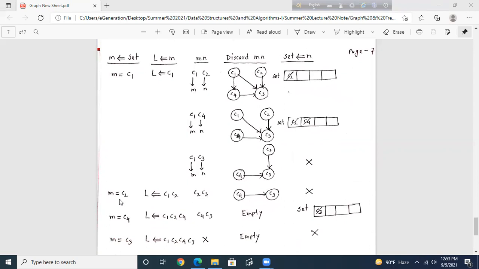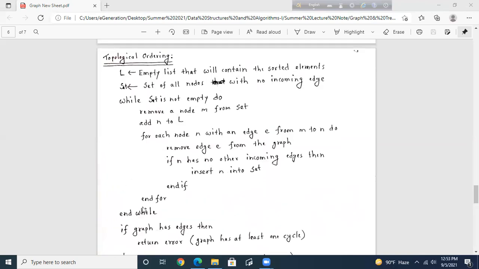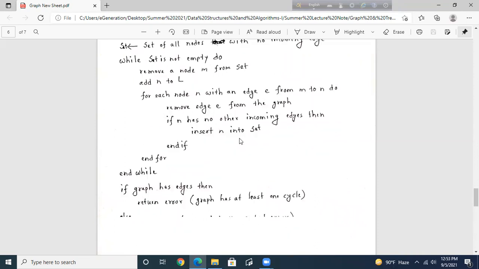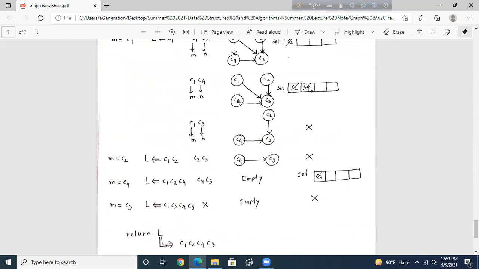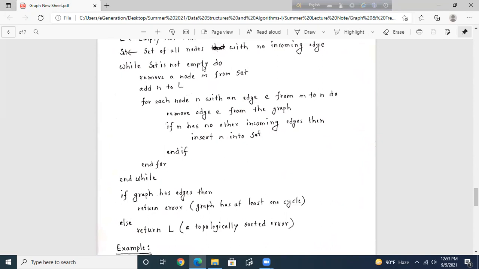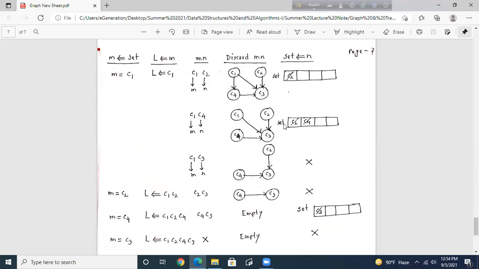Now you have to discard one from the set, because M is taken from the set. If you look at the algorithm, inside the while loop, again the while loop will be executed: remove a node M from the set. First you have to check whether the set is empty or not. Inside the set we have two elements, C2 and C4. Since our set is not empty, you can remove M from the set. So dear student, I have removed C2 from the set, and its name will be M.